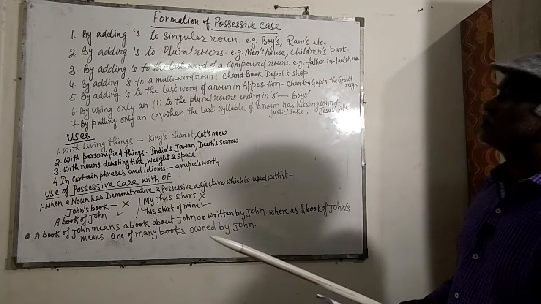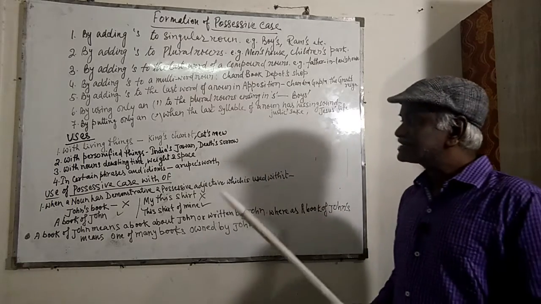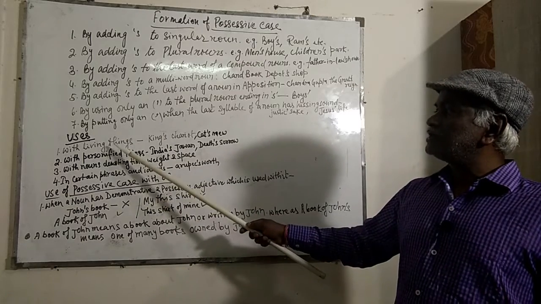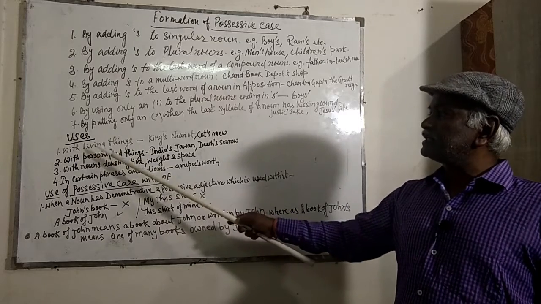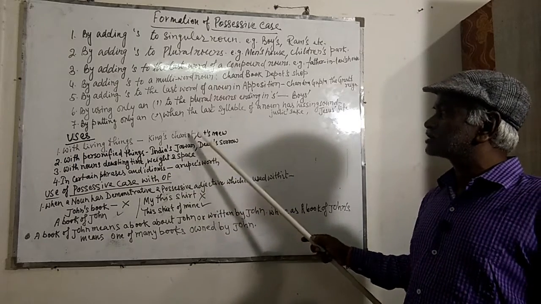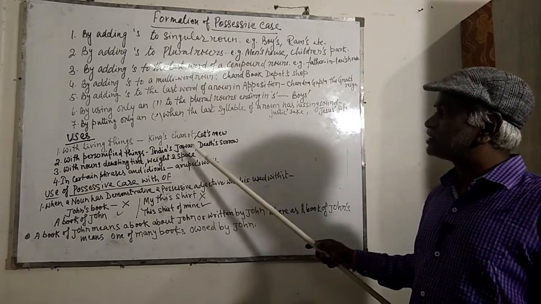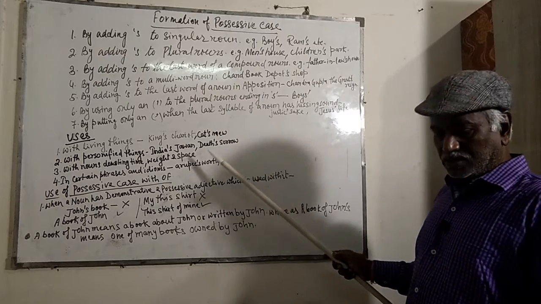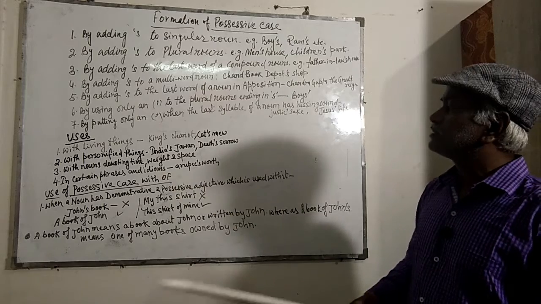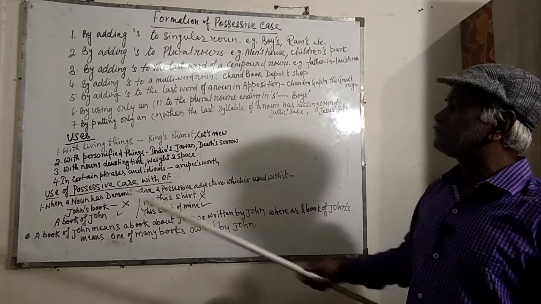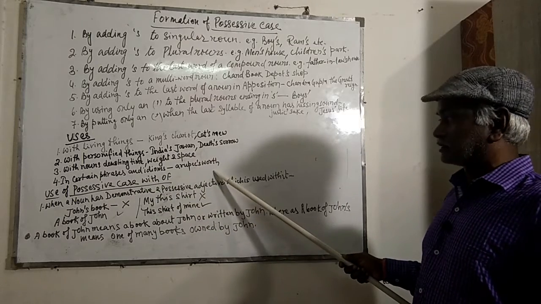Now, coming to uses of this possessive case, let us see. We use apostrophe s or apostrophe simply, first of all, with living things: king's chariot, cat's mew. With personified things: India's Jawan, death's sorrow. Then with nouns denoting time, weight and space. And the fourth one is in certain phrases and idioms like a rupee's worth.